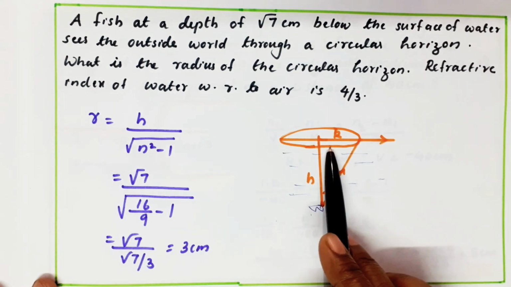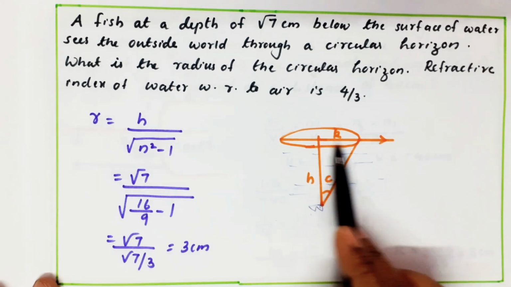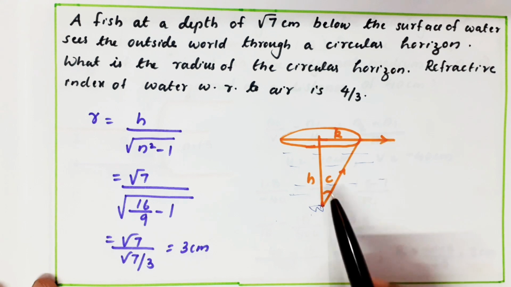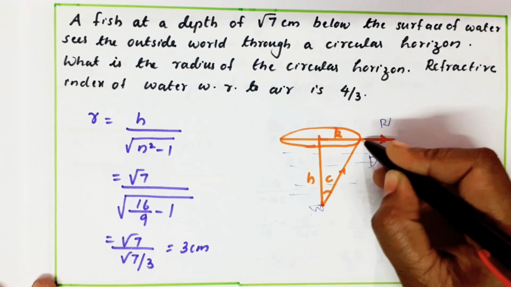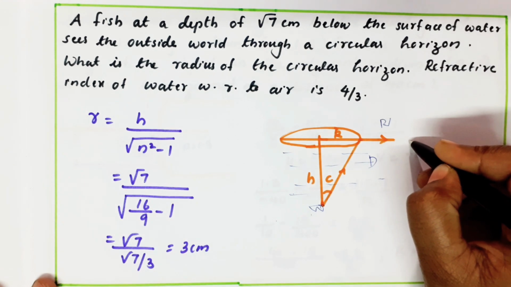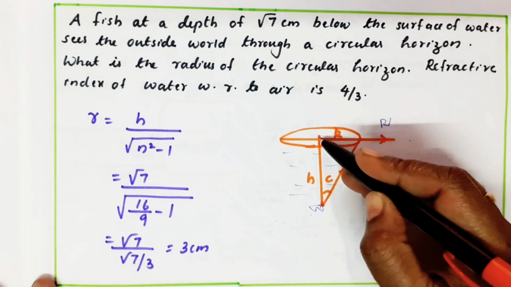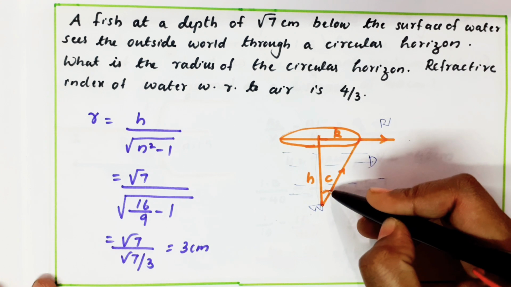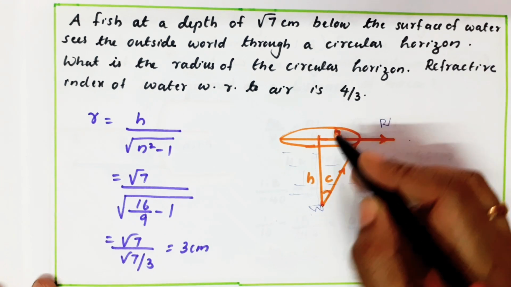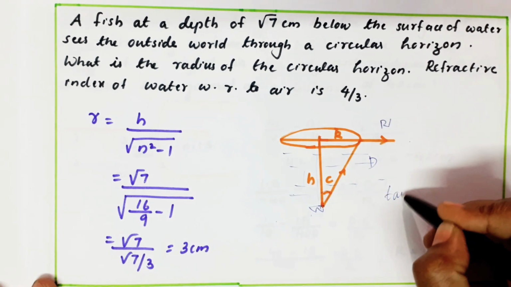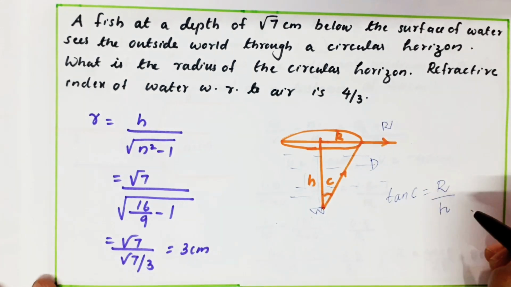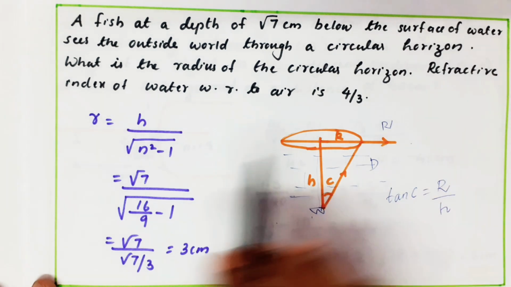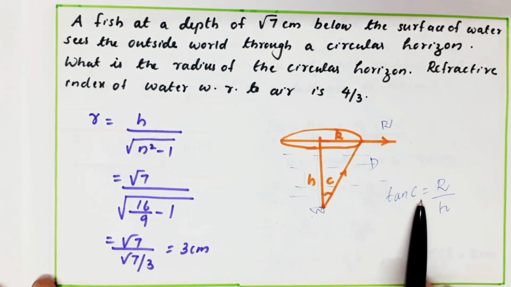Shortcut equation I told. If it is going like this, we are taking this as a critical angle condition. The light is traveling from a denser medium to a rarer medium. The refracted ray grazes through the surface. You are constructing a right triangle. This is C, critical angle. This is depth, this is R. So I can find tan C as opposite side by adjacent side, that is R by H.